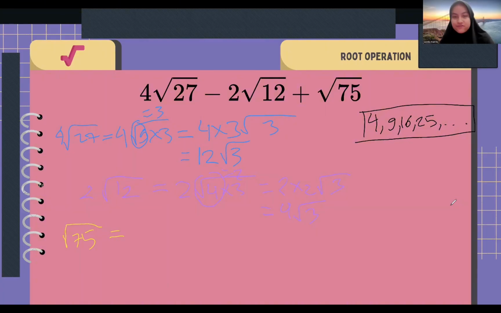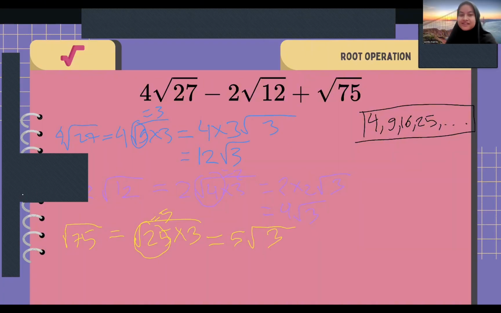Oh, we have 25. 25 times 3 equals 75. So the square root of 25 is 5. So 5 escapes the root. 5 times the square root of 3. Look at that! We have successfully transformed our scary expression into our new friendly expression.